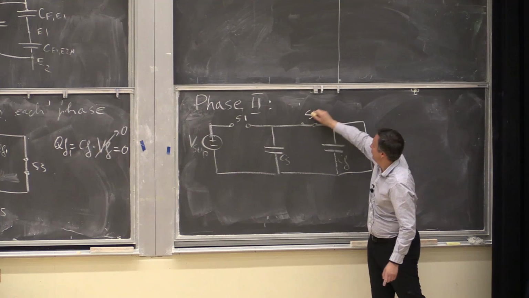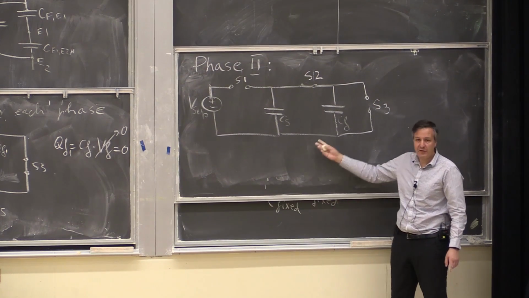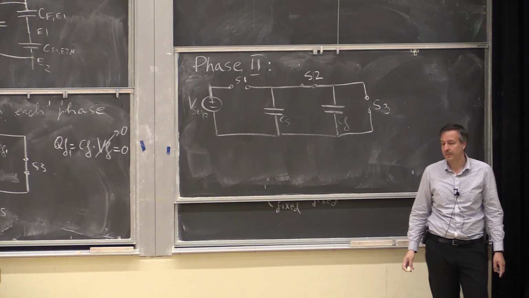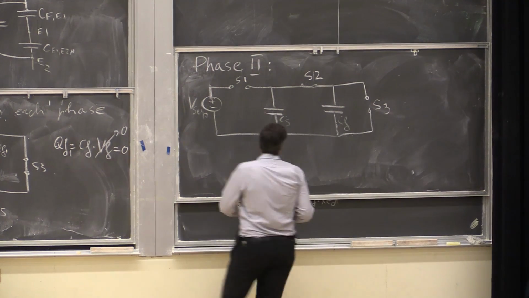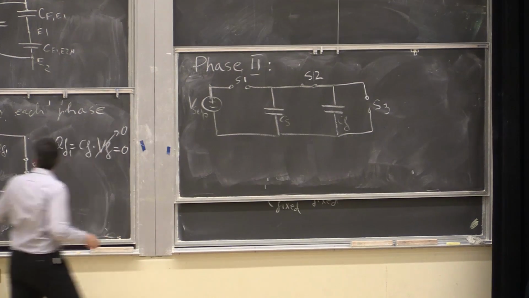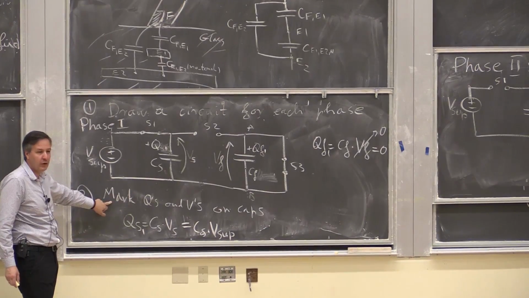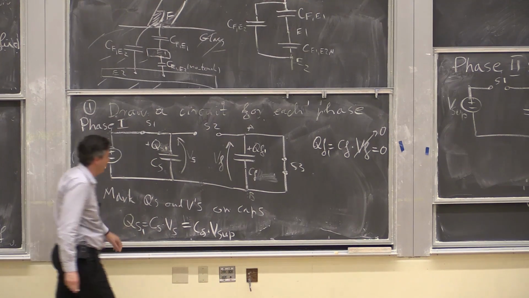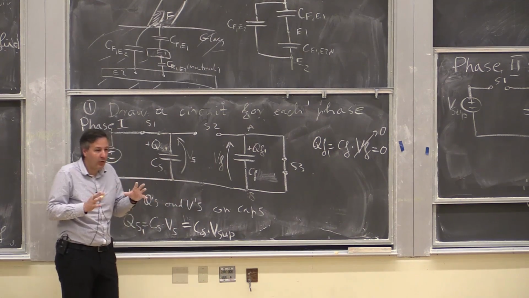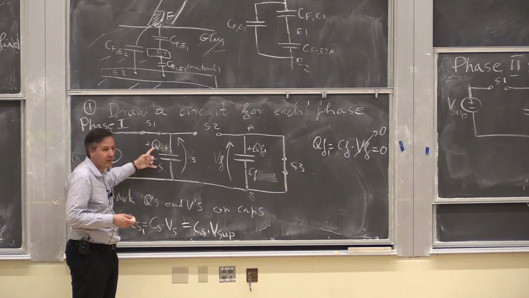Okay, this is S2. This is the phase 2 circuit. Again, just like we did in phase 1, we're going to mark Qs and Vs on the caps and then calculate. It is very important in this step, for consistency purposes, to keep the sign.